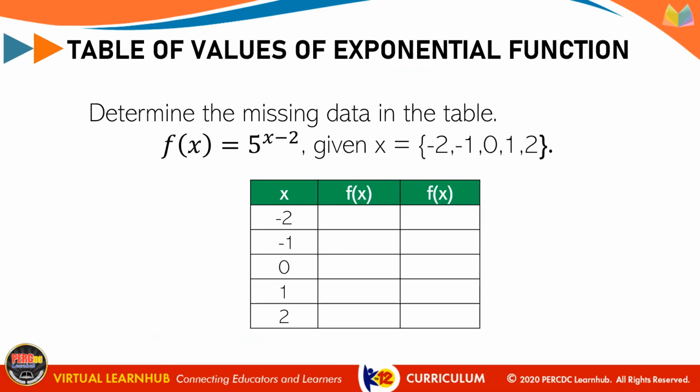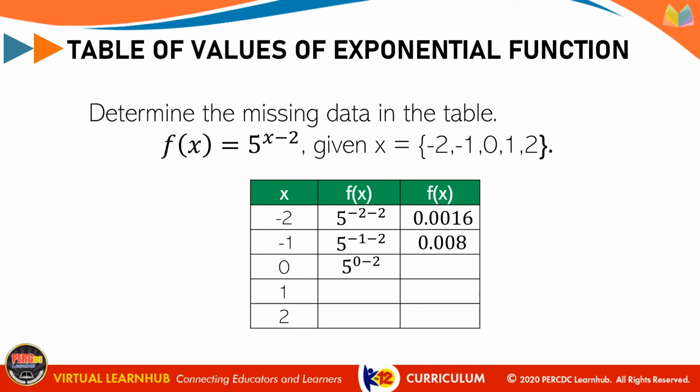Now let's move to an example. Determine the missing data in the table f of x equals 5 raised to x minus 2, given that x is a set that contains negative 2, negative 1, 0, 1, and 2. So for x equals negative 2, we will have 5 raised to negative 2 minus 2, and that is 0.0016. For x equals negative 1, we have 5 raised to negative 1 minus 2, that is equal to 0.008.